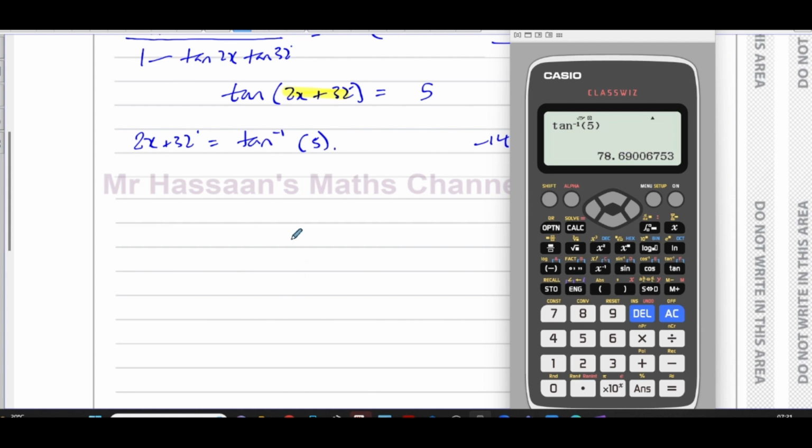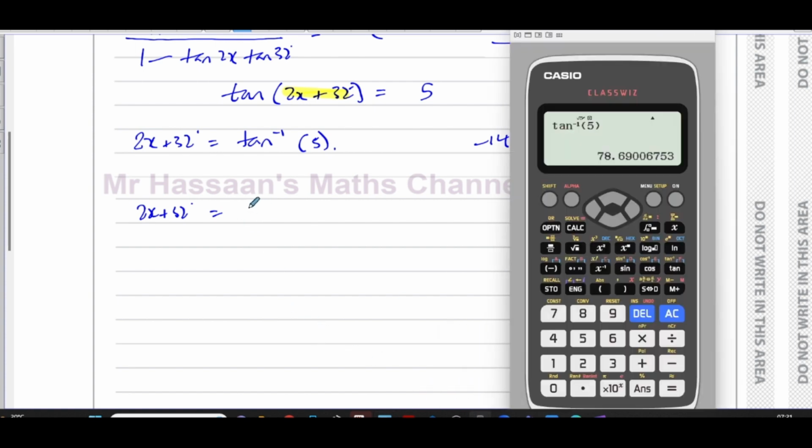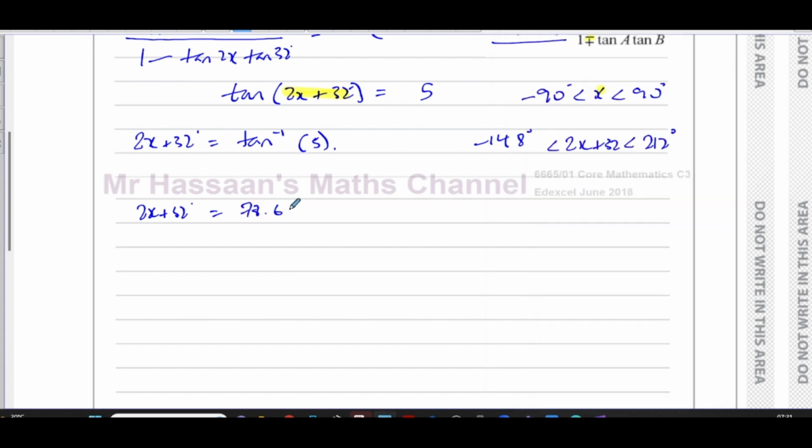I'll write it to more than 2 decimal places because we want to round to 2 decimal places at the end. So 2x plus 32 equals 78.6901. Okay, that's our main solution.